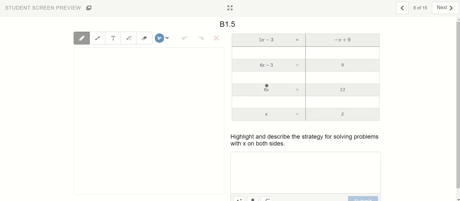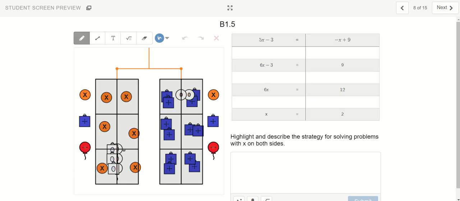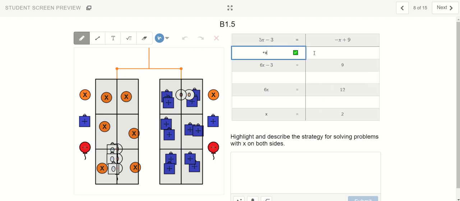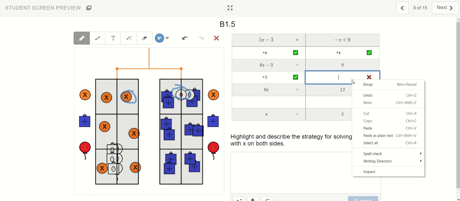So what were the steps we took to solve this problem? Again, the first thing, notice that we added an x on both sides. You can see that right here. We added an x to cancel out. We added an x on both sides. From there, we added 3 to cancel out the negative 3.